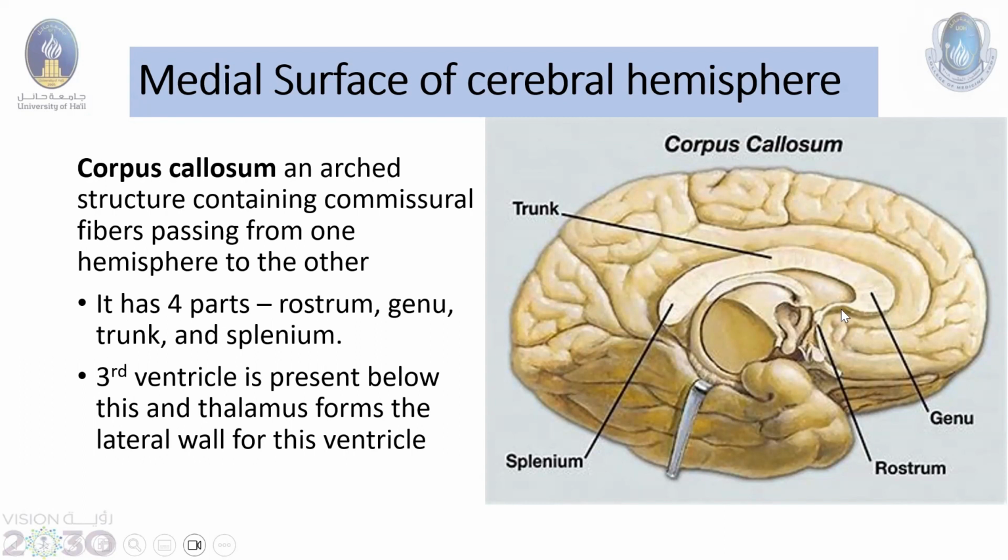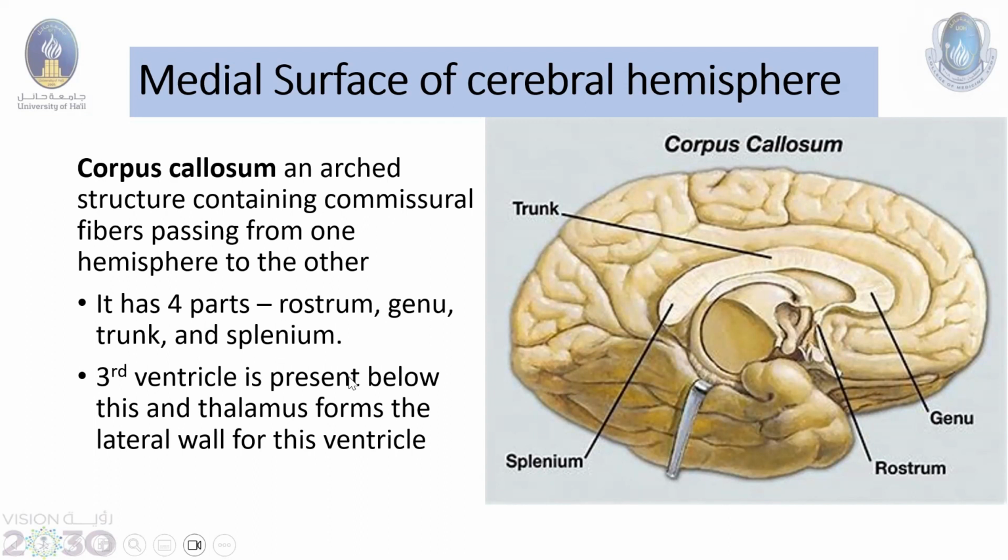It has four parts. The most anterior part is called the rostrum. Then the bent part is called the genu. Wherever there is a bend, that will be called the genu, and this is the trunk or the body, and the most posterior part will be called the splenium. So the genu is the most anterior part, because of the bend, you can see. The splenium will be the most posterior part. And this is the trunk, and the rostrum will be below. So these are the four important parts of the corpus callosum.